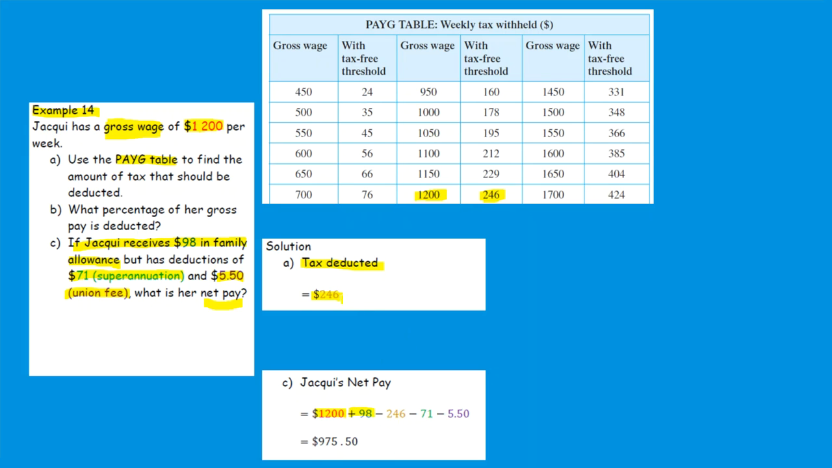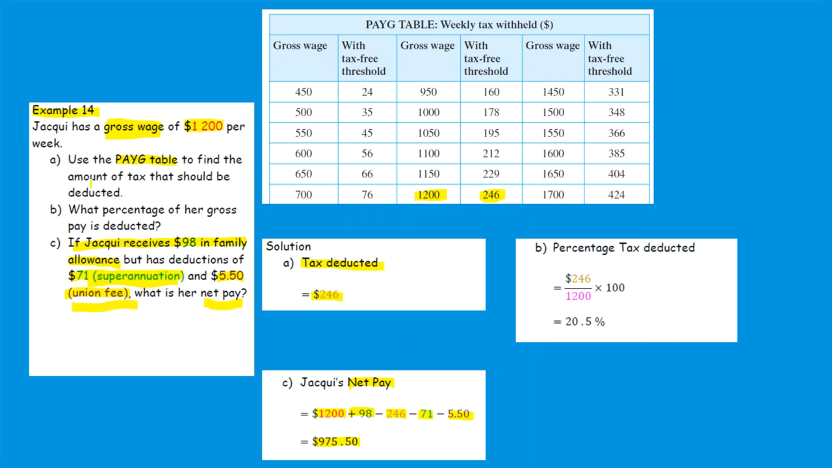So the tax is the deduction, superannuation is a deduction, and union fees are too. Giving her a net pay of $975.50. The table that you have in your textbook might be a little bit different, but it's the same principle.